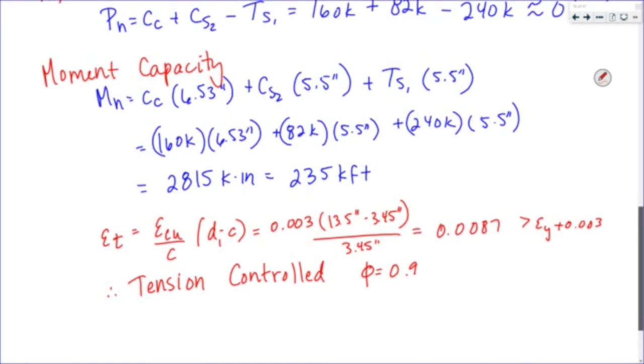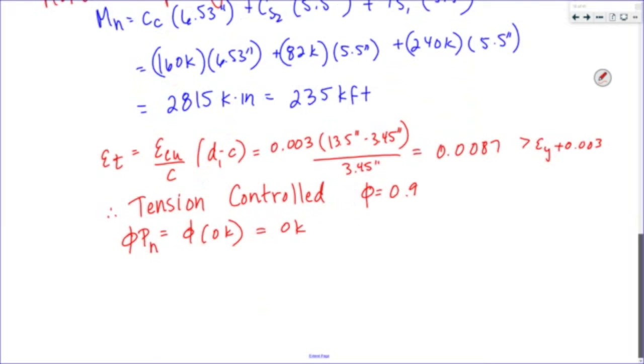So let's see. Phi PN is equal to phi times 0 because we're moment only. So it's 0. And phi MN, well, I should have put 0.9. I mean, 0.9 times 0 is still 0. Anything times 0 is still 0. 0.9 times 235 kip feet is 212 kip feet.